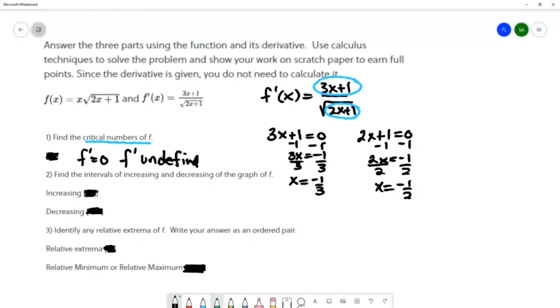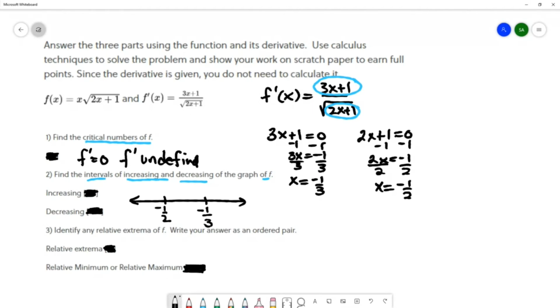In the next part, we want to find the intervals of increasing and decreasing for the graph of f. To do that, we build a chart using the real number line and the critical numbers we just found. And on that number line, we'll mark negative 1/3 and negative 1/2. Negative 1/2 is smaller than negative 1/3, so we put them in order.